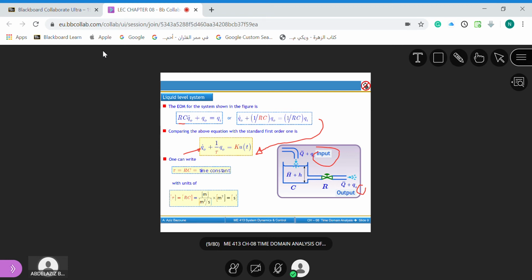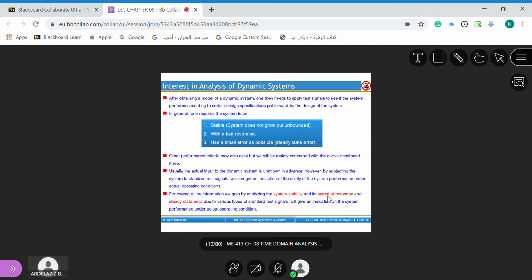It should be 1 over tau is equal to K ut, where tau here represents RC, and which is also in seconds, because RC here is meter times meter square per second. This is for R, and C is the meter square. So we simplify and find the unit of tau is second. So these are some examples of the first order system.